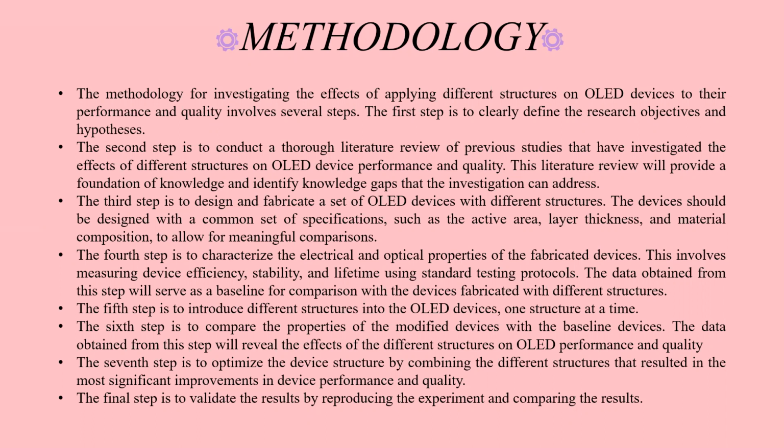And the fourth step is that electrical and optical properties of the fabricated devices are measured, which involves measuring the stability, efficiency, and lifetime using standard testing protocols. It will also have a comparison between different structures. And the fifth step is to introduce the different structures into OLED devices. And the sixth step is to study the effects, which will reveal the impact of different structures on OLED devices and quality. And the seventh step is to improve the device performance and quality. And the final step is to validate and see the results.